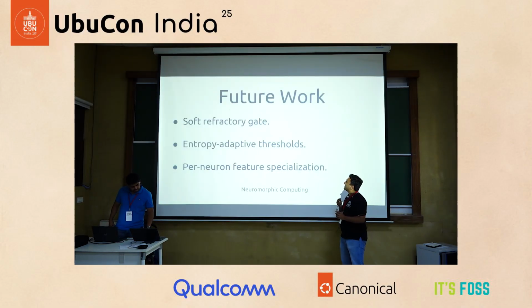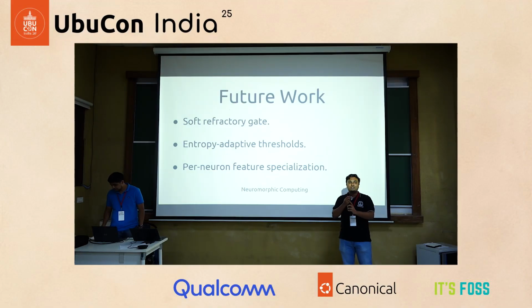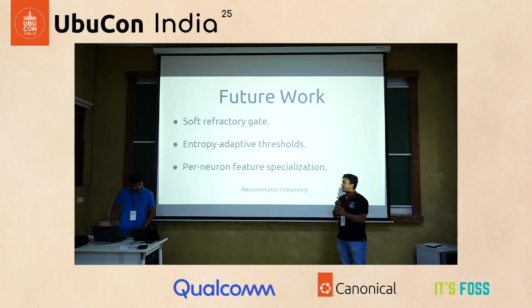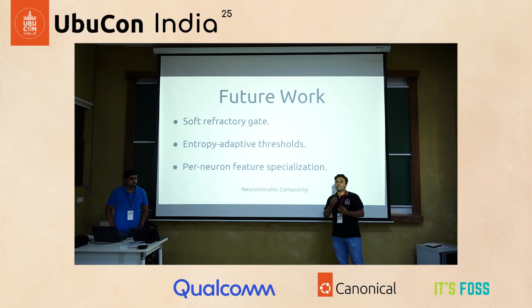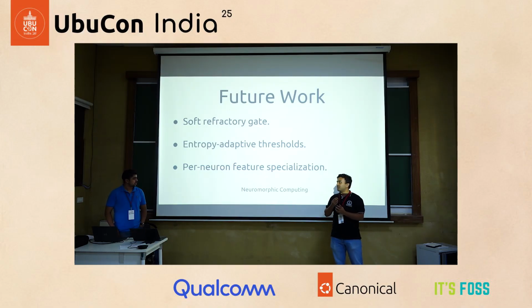A soft refractory gate, as sir said: instead of lifting the threshold each time the neuron fires, we can add some sort of gain so that the response dampens. And entropy as well. Right now we are not calculating entropy, which we should in the future, so it is susceptible to noise. If we add some entropy, we can raise the threshold a little bit so that it doesn't go chasing random noise in the signal, and later we can pull down that threshold.